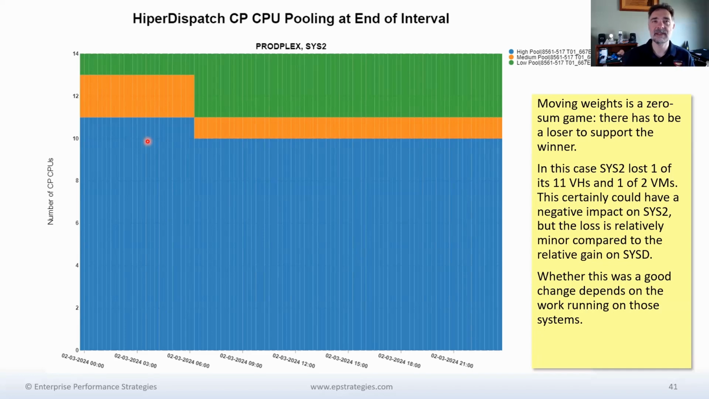Now, is this good or bad for sys2 versus sysd? Well, obviously it depends on the nature of the work, depends on your business goals for that work. I don't know what these systems are used for or what the work is or why they're changing those weights, but they apparently have done some work to say this is what we need at these times of the day. So again, I don't even remember who this is, but kudos to these people for doing this. I wish more people did this sort of thing.